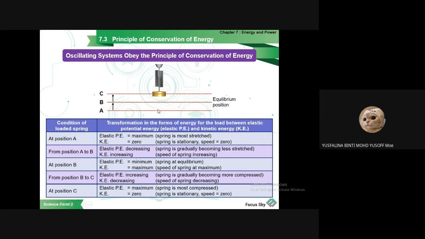So I repeat again. At A, EPE is maximum. From A to B, the EPE decreases to minimum, the KE starts to increase, so at B the KE is maximum. From B to C, the KE decreases and the EPE starts to increase. At point C, all the KE has changed to EPE, so the EPE is maximum and the KE is 0.